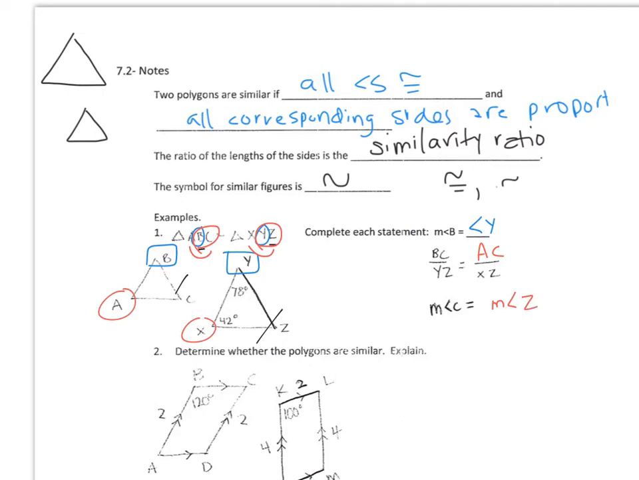But we should go in and write what these angle measures are, because we can actually calculate these. If this is a triangle, and I know this is 42 and this is 78, this has to be 60. So these two have to be 60 degrees. And then angle B has to be the same thing as Y, so this has to be 78 degrees.